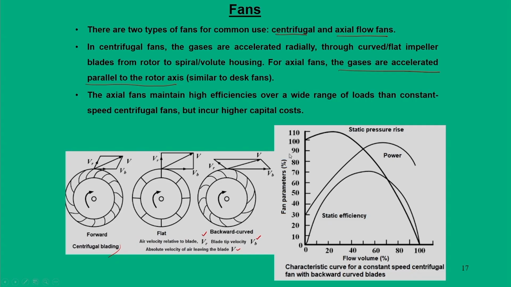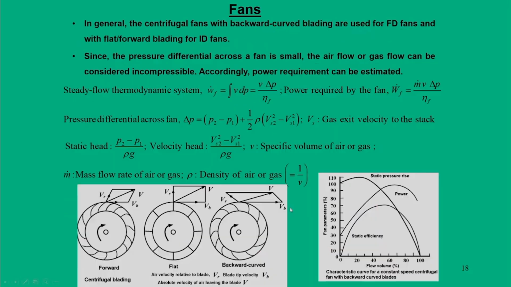So, basically from the characteristic curve, we should find a balanced point, a range of flow rate for which the fan should be regulated to operate. This is the range of volume flow rate that we should ensure, to have maximum ability to run with the combined effect of static pressure rise, power requirement and efficiency.